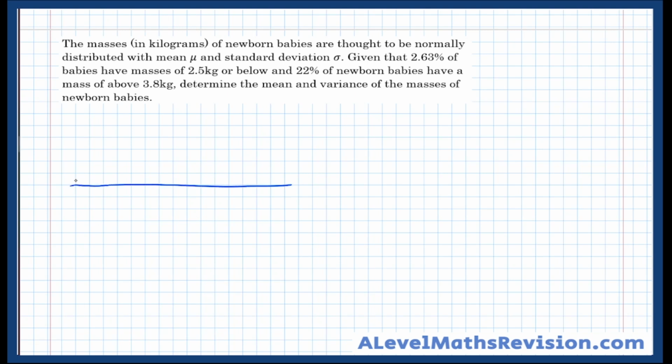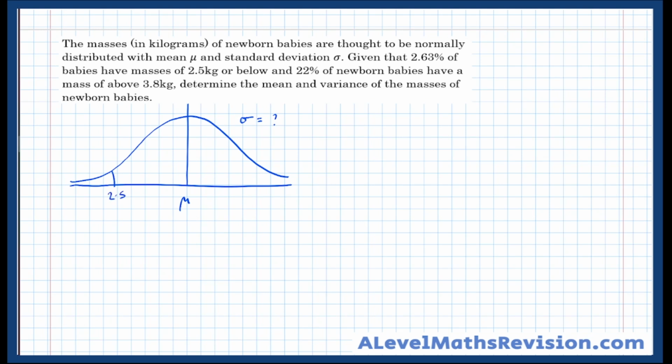So, 2 pieces of information we're given. We're given this piece here, 2.63%, and we're given this one here. So 2 pieces of information and 2 unknowns. So we've got enough information to be able to find it out. So the mean we don't know, nor do we know the standard deviation. However, we know that 2.63% of babies have masses of 2.5 kilograms or below.